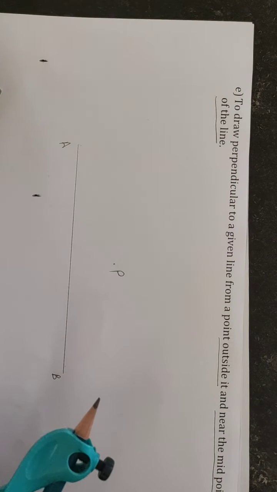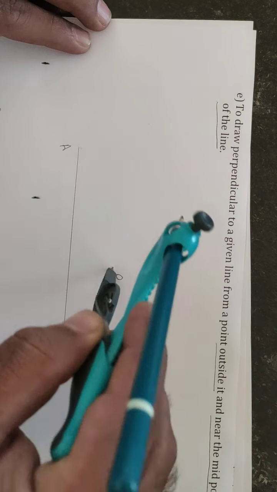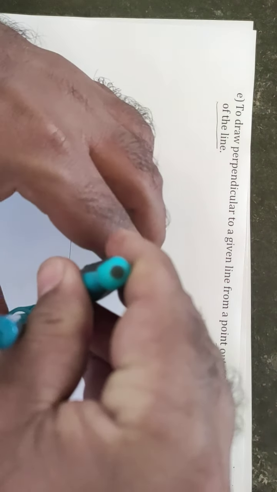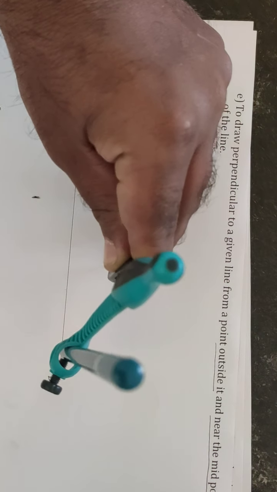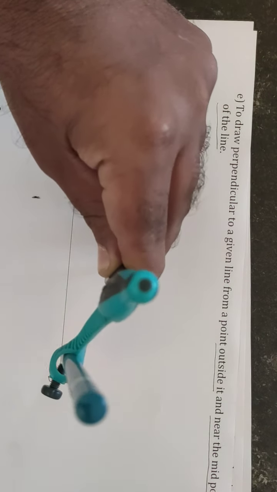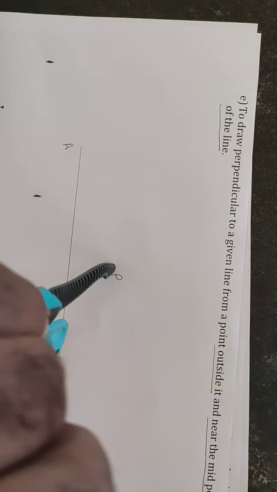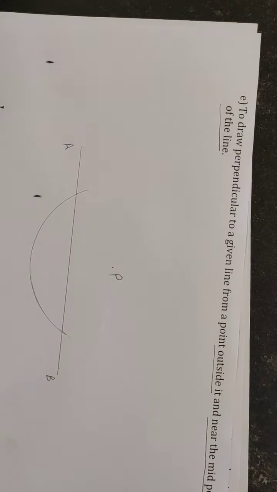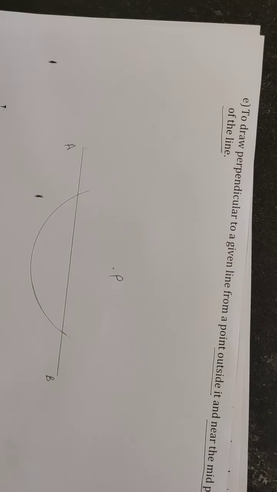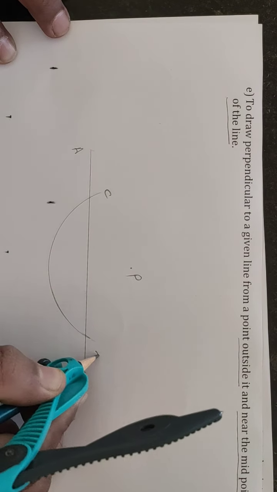Now take a compass, put its metal end on point P. Take a random distance, a sufficient random distance, but which is less than the distance between point P to B or point P to A. See, now I have taken this much distance. Now draw an arc like this. See, I have drawn an arc. Now we got 2 points. Suppose that the 2 points are point C and point D.